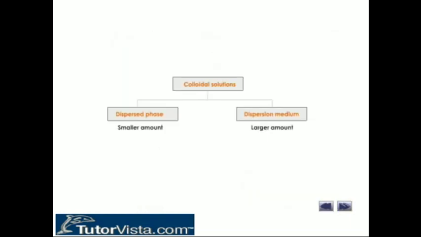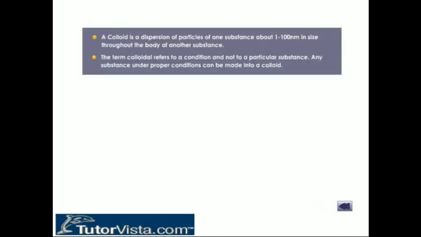Colloidal solutions consist of two phases called the dispersed phase and the dispersion medium. Particles present in small amounts are called the dispersed phase. The particles present in excess, which behave like a solvent, are called the dispersing medium. Depending upon the nature of the dispersed phase and dispersion medium, different types of colloidal solutions are formed.